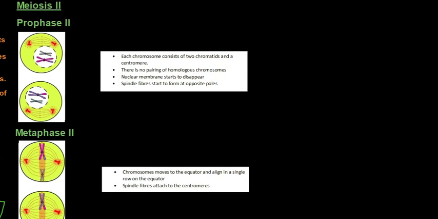So now we can move on to meiosis 2. Meiosis 2 starts with prophase 2. Remember, no interphase here. During prophase 2, we have those two cells that we formed at the end of telophase 1. Each chromosome consists of two chromatids and a centromere. So that's a chromosome and that's a chromosome, one, two chromosomes. If we zoom in on a chromosome, it will have two chromatids held together by a centromere. Very important, there is no pairing of homologous chromosomes, because this one's homologous chromosome is now in the other cell, so they cannot get to each other.